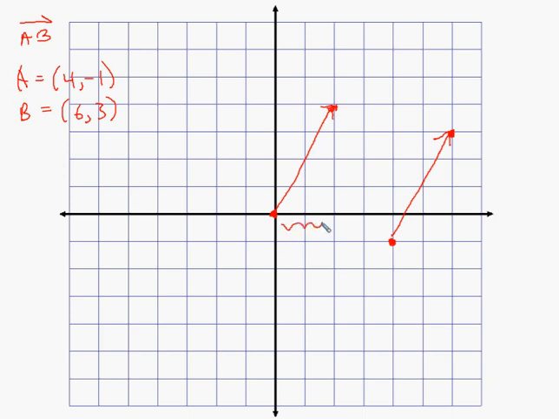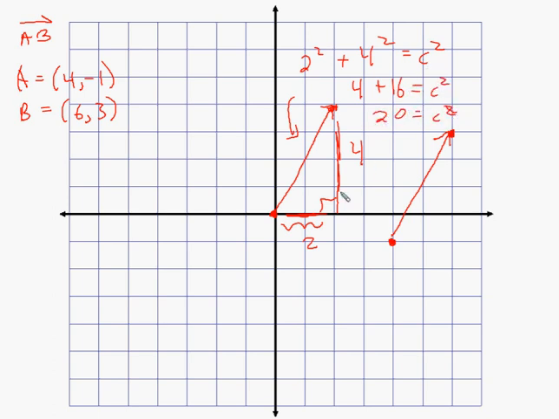So what's this length right here? What's this length right here? 2. And what's this length right here? 4. And you should see, oh, we have a right triangle here, which means I could get this by Pythagorean's theorem. A squared plus b squared equals c squared. So 4 plus 16 equals c squared. So I get 20 equals c squared.